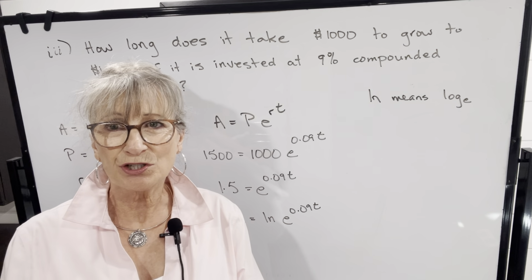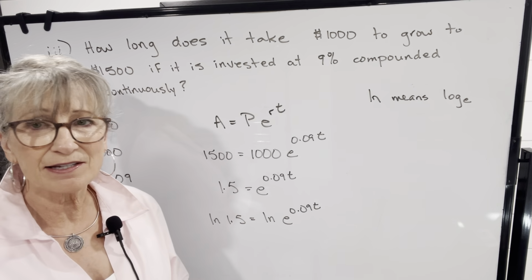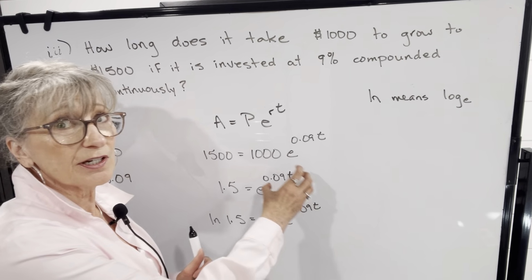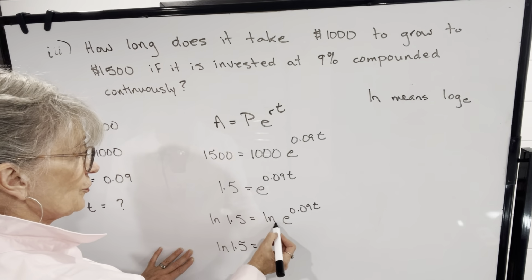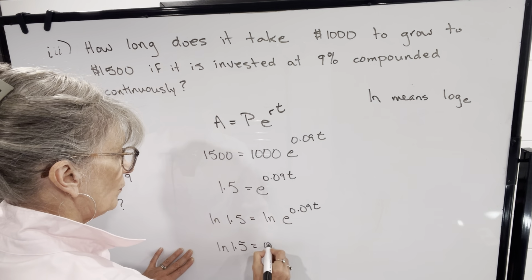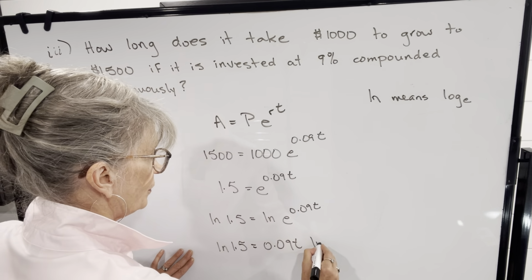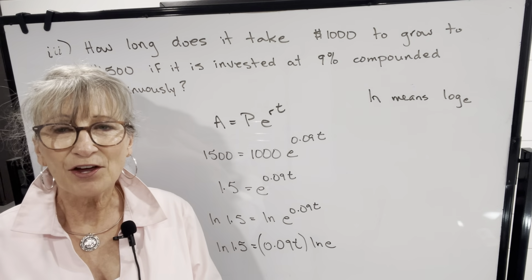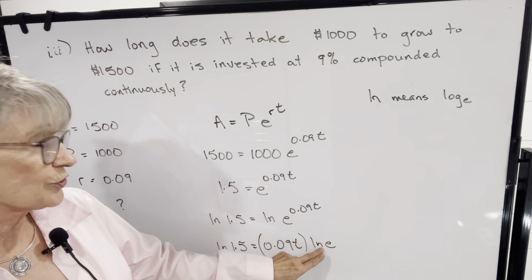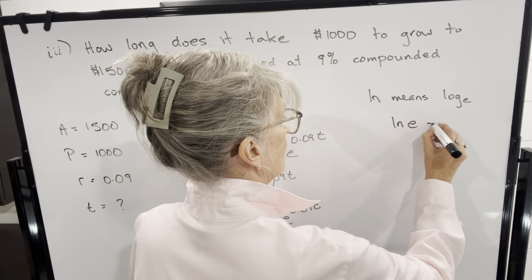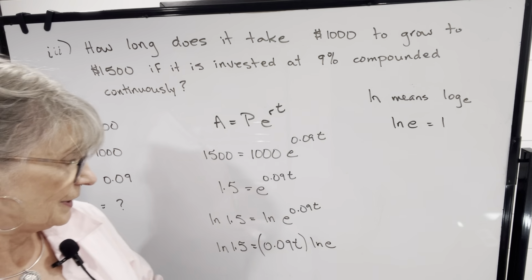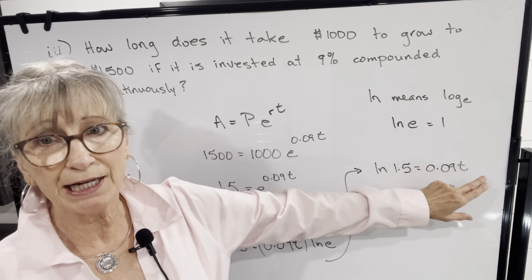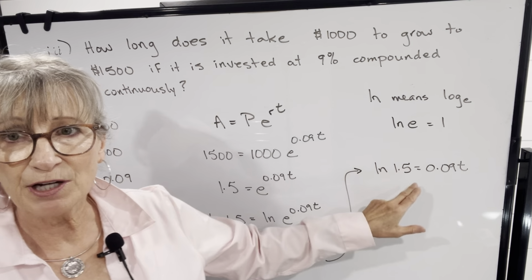So what we're going to do is take the natural log of both sides of the equation. There's two other properties I'm going to use to solve this equation. One of the properties says that if you have the natural log or any log of a base to an exponent, you can pull that exponent out as a coefficient. So the natural log of e to the 0.09t is equal to 0.09t times the natural log of e. And the other property that we're going to use is natural log of e is 1. So this is equal to 1. So the natural log of 1.5 will equal 0.09t.